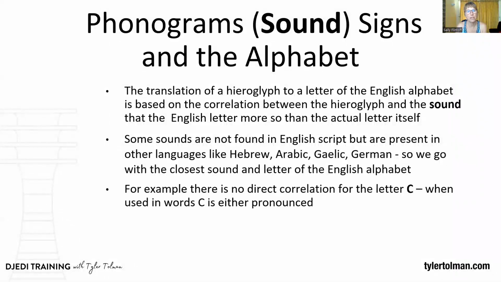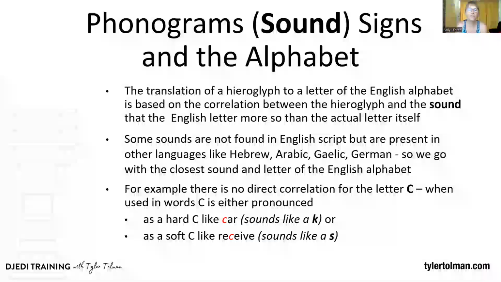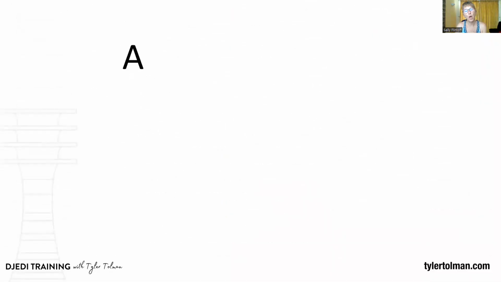That's the most relevant. So, for example, there's no direct correlation for the letter C in hieroglyphs, but that's because when used in words, C is either pronounced as a hard C, like car, in which case it makes a sound like a K, or it makes a soft sound like an S, as in the word receive. So we're going to go through now and look at each letter of the alphabet.